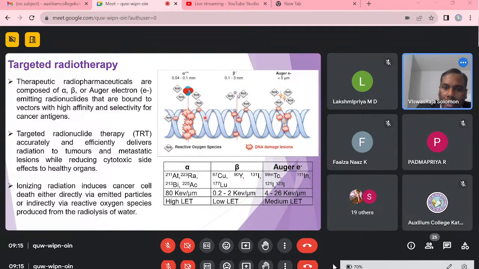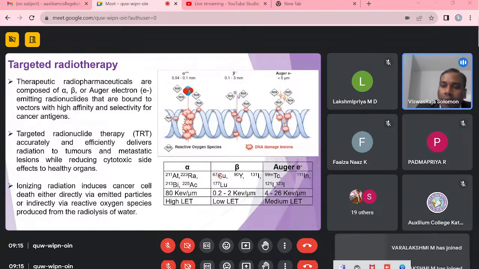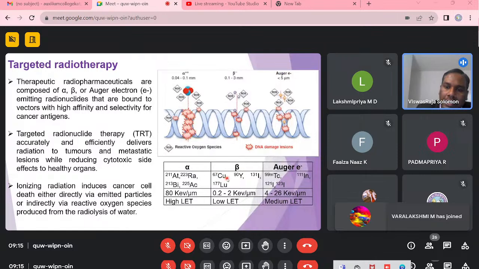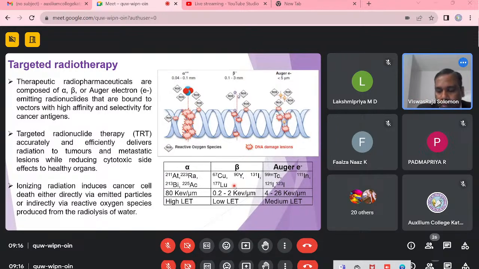How does it work? Due to the alpha particle, it causes damage on DNA. Indirectly, when the isotopes are in the human body, they ionize the water and produce reactive species that damage the cancer cells. Other examples are beta particle emitting isotopes like copper-67, yttrium-90, iodine-131, and lutetium-177. These are low linear energy transfer. We call it low because it gives energy of 0.222 kilo electron volt per micrometer of tissue. Auger electrons are also linear energy transfer. It emits 4 to 20 micrometers of tissue.